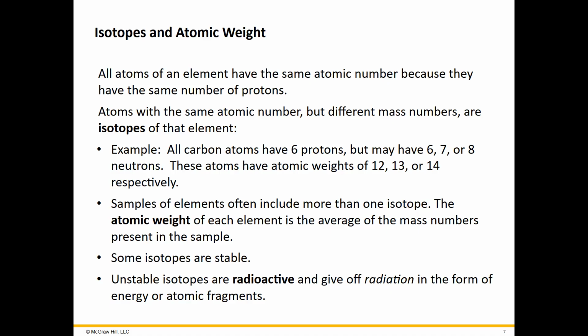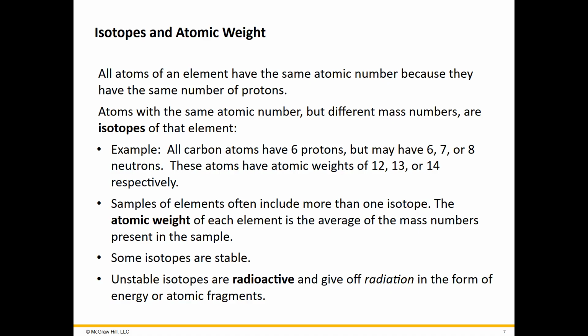Isotopes individually have their own atomic masses. An isotope with 6 protons and 7 neutrons has a different atomic mass than an isotope with 6 protons and 8 neutrons. But when you average all of the atomic masses together in a big collection or sample of atoms or elements, we call that the atomic weight, because it's the average weight of the entire thing.